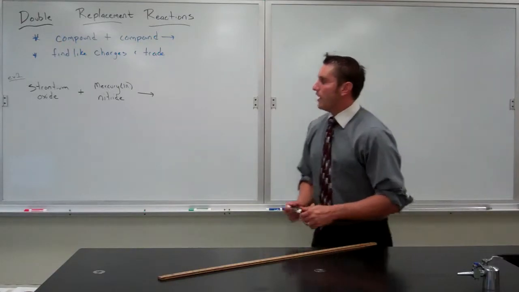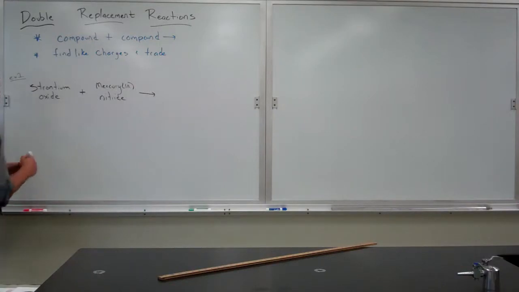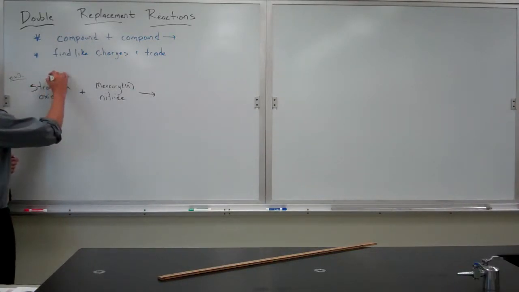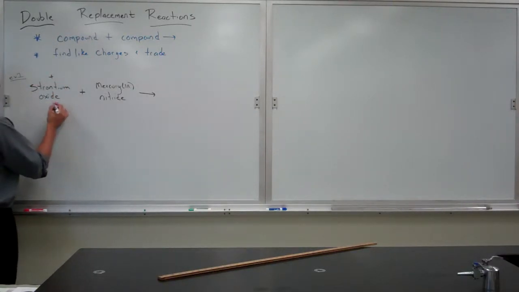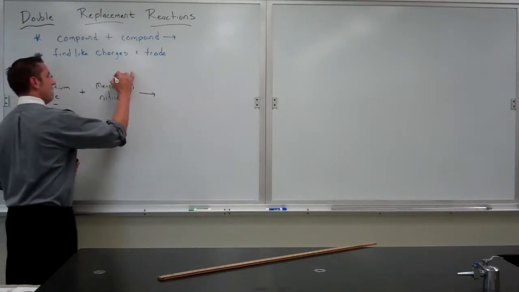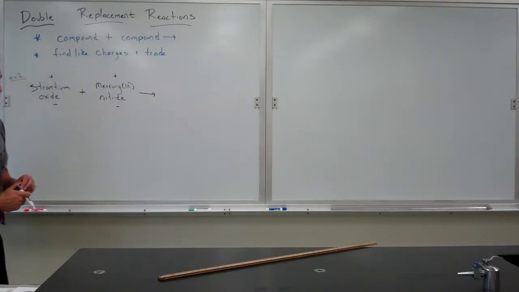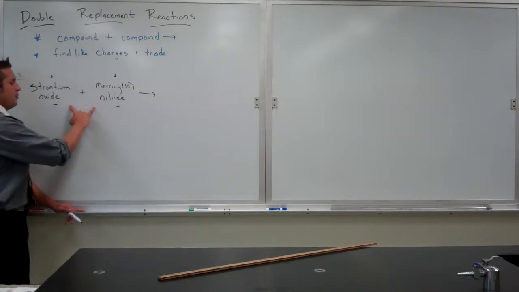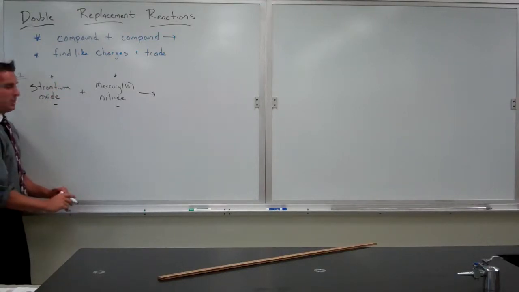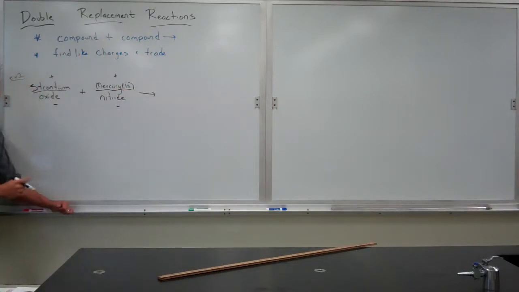According to this, we find like charges and trade. So you go to the periodic table and you see where things are. Strontium's to the left of the staircase, which makes it positive. Oxide's to the right, group 16, negative. Mercury's to the left, positive. Nitride to the right, negative. So just like with single replacements, we will trade like charges. It does not matter if you flip your negatives or your positives. So I will just arbitrarily decide to trade the positives.